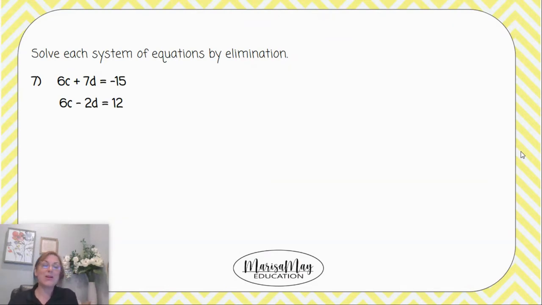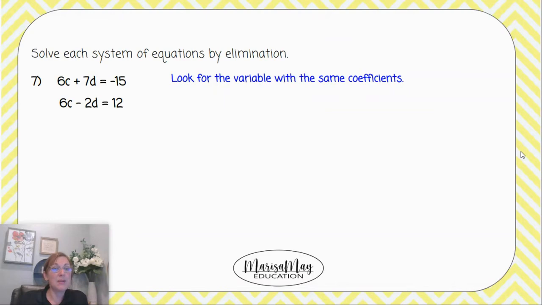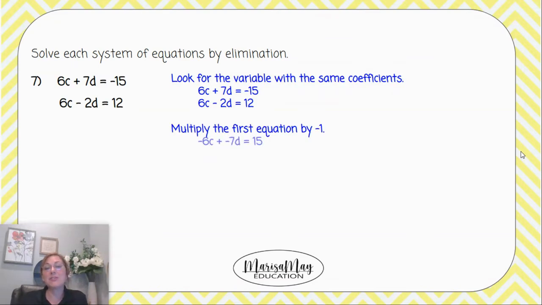Well, look at these two equations. You can see that we have the same coefficient in front of the c's. One is positive, the other's positive, but they're the same number. When this happens, we want to try to get them to be opposite. And the way to do that is to take one of the equations. In this case, I'm going to take the first equation and multiply by negative 1. In doing this, I'm creating that opposite.